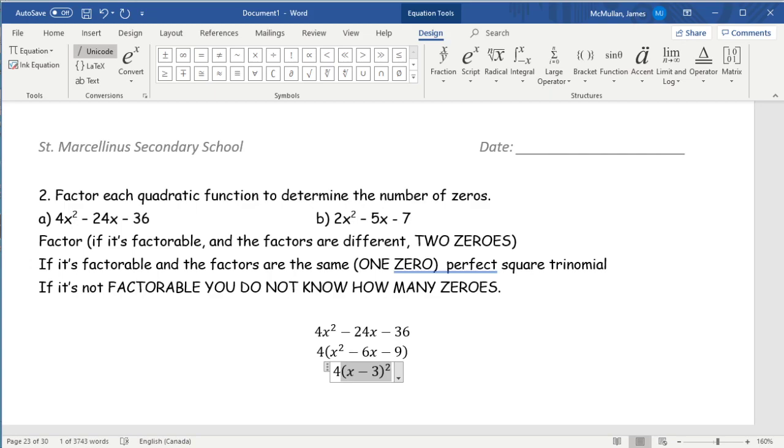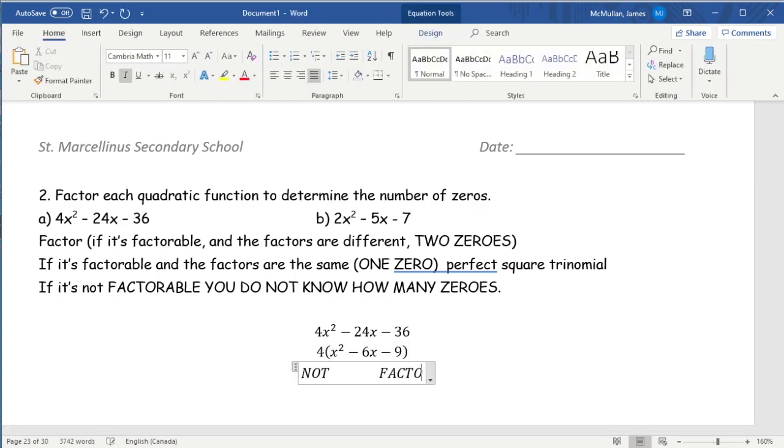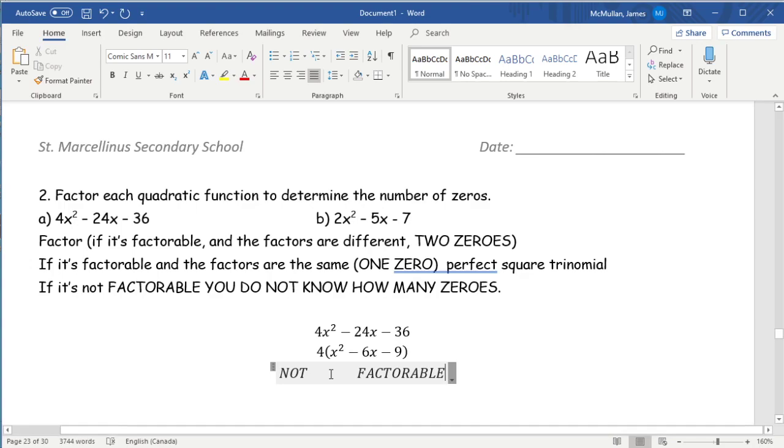We're looking for 2 numbers that add up to negative 6 and multiply to negative 9. Those 2 numbers don't exist. So what I'm going to do here is say this is not factorable. However, it being not factorable does not tell you how many zeros it has. So you can't. You'd need another technique.